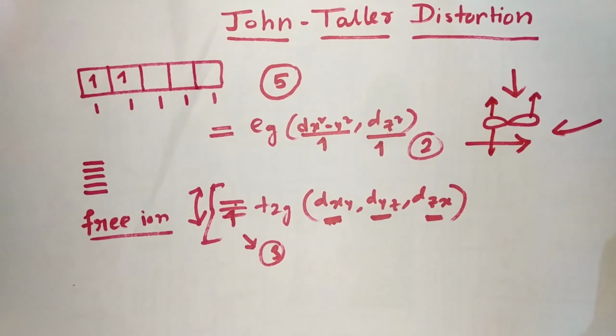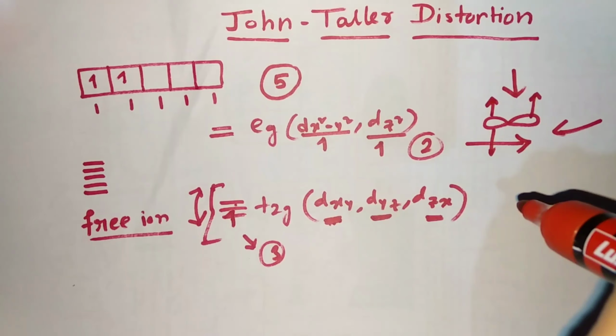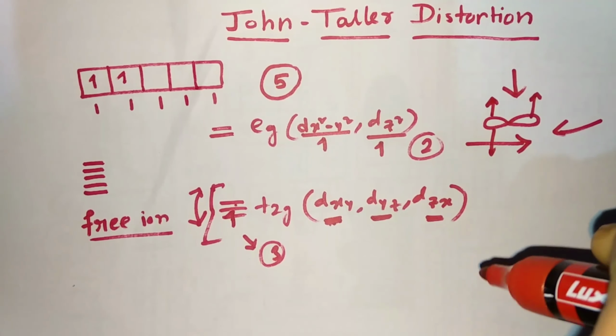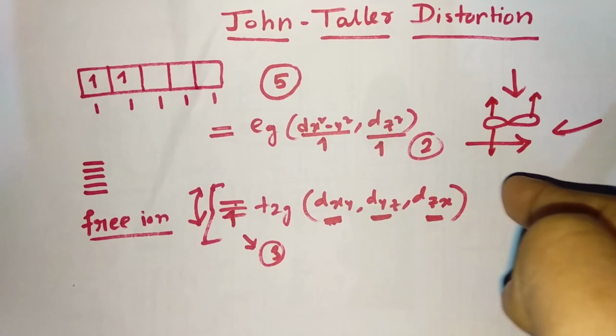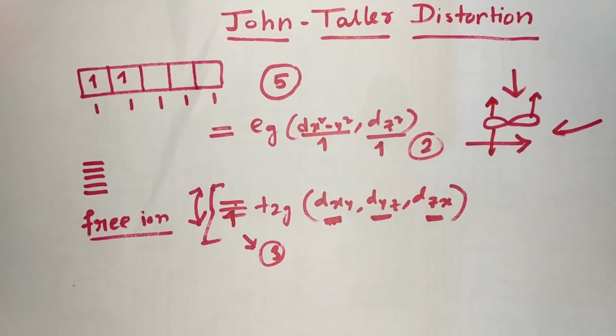So their degeneracy will not change. That is why you have to consider a nonlinear molecule for JT distortion, or Jahn-Teller distortion. I am shortening it to JT distortion. Okay, so next, coming to another point, that is removal of degeneracy. So why is removal of degeneracy necessary?